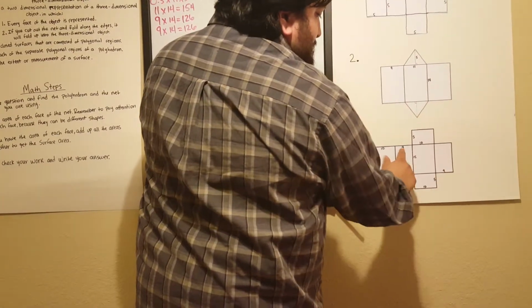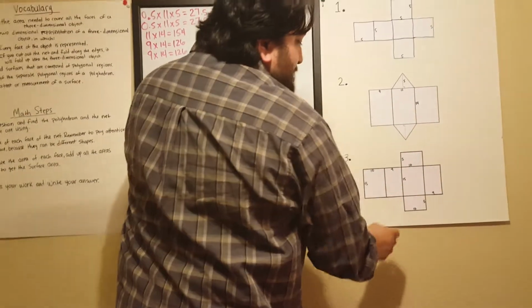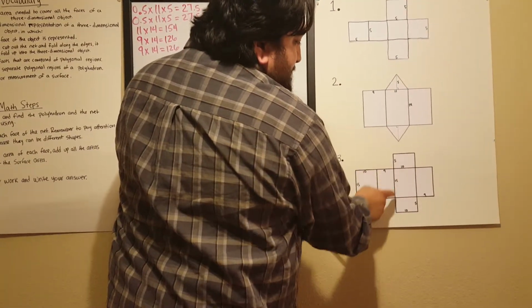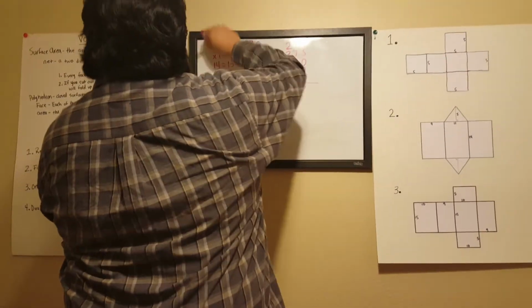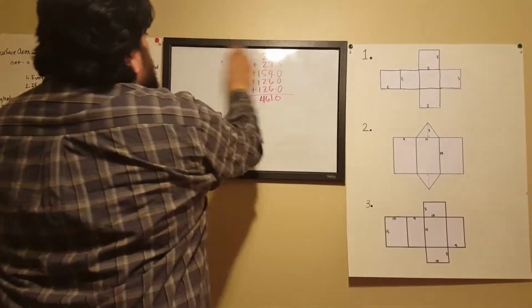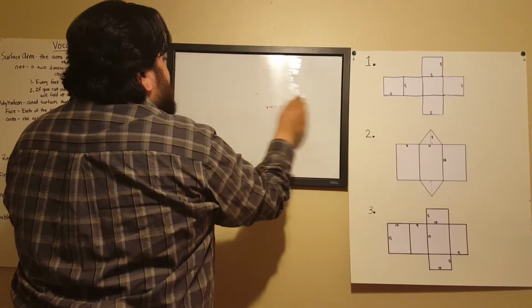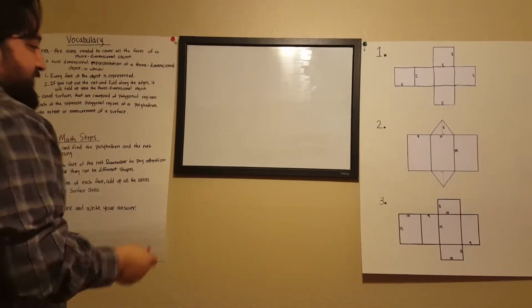These two right here are both 9 and 15, so these two would be the same. And then these two on the outside would be the same as well, 5 times 10. So let's go ahead and get that down. We already did step number 1 by finding our faces. So let's move on to step number 2, which is again finding the area of each face.